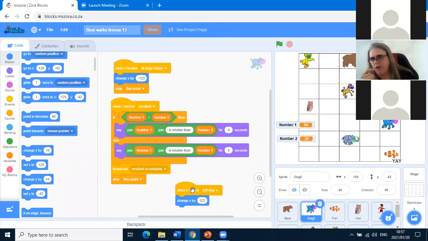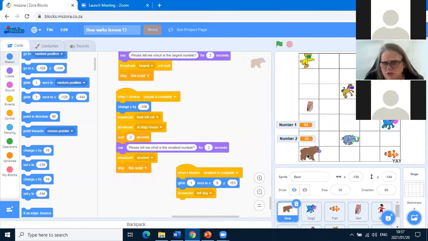See? Now Bear's sitting in horse's place. No, we don't want Bear to go there. Let's make Bear go to his original. No, he's still got to go to fish. But he's not going to go to fish until he's finished playing with Ben because fish is like home. Shall we go to fish first? Nah, we're going to play with Ben first and then we'll go to fish. So Bear's going to go to this place over here when he's finished with the smallest number. So I'm actually going to make it this one. Glide to minus 126 and y value minus 144.